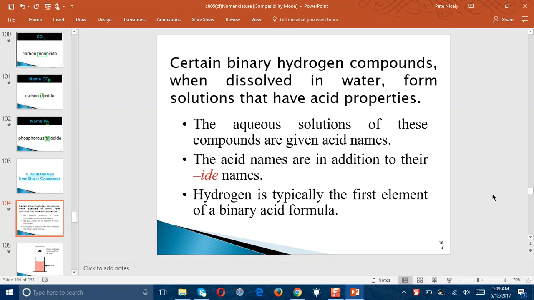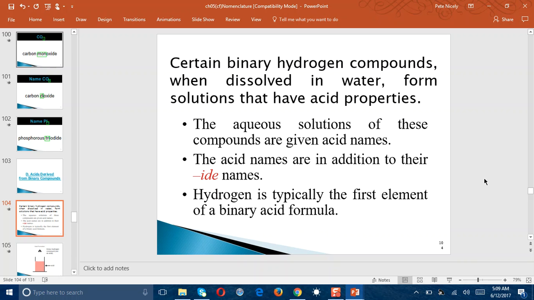The point here is that these solutions are given acid names which are different from the names of the binary compounds which form these acids, right? Therefore, these acid names are separate and apart from the ide names associated with these compounds. Hydrogen is typically the first element in the binary acid formula.